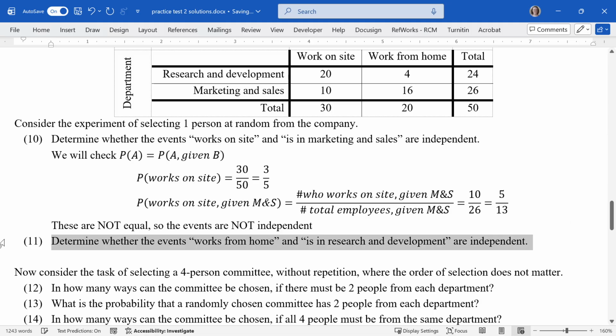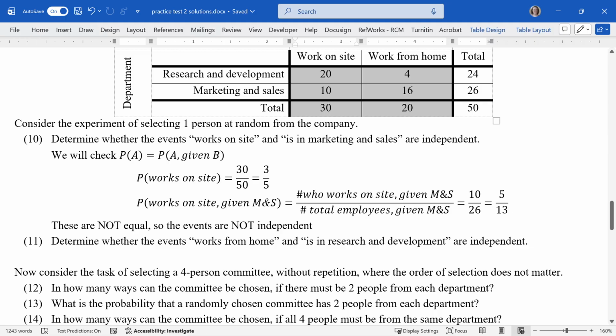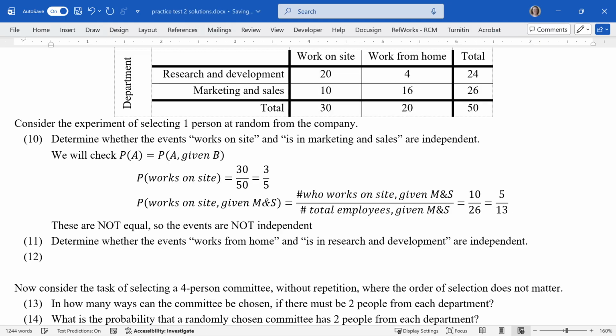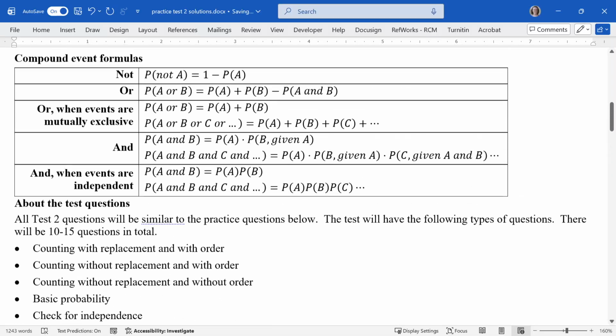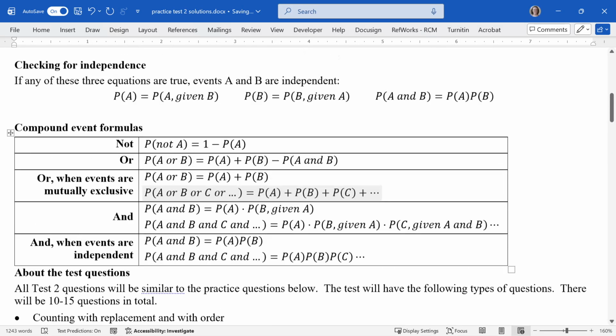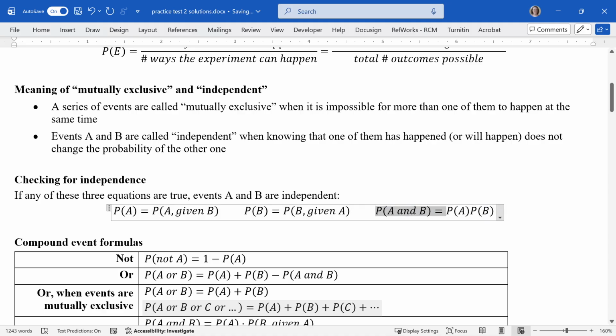Okay, now let's look at works from home and R&D. Guessing they're probably not going to be independent either. Most likely, if one was not independent, they're probably all not independent, but we can check anyway. Let's try checking a different way, just for fun, to show you that it can be done different ways. This is the third way you can check. It's a little different from the first two.